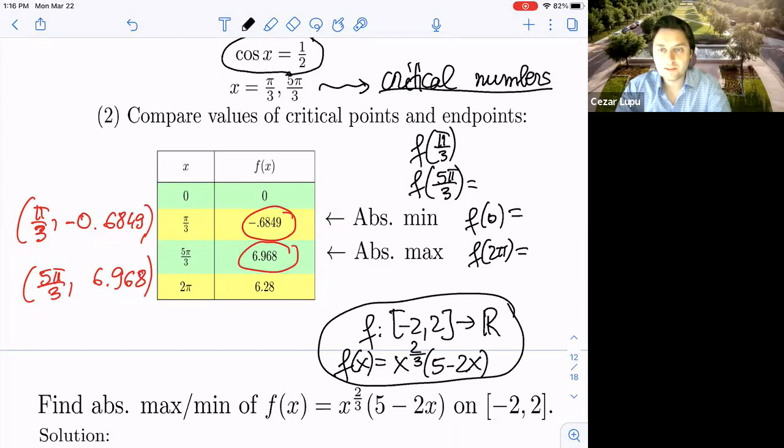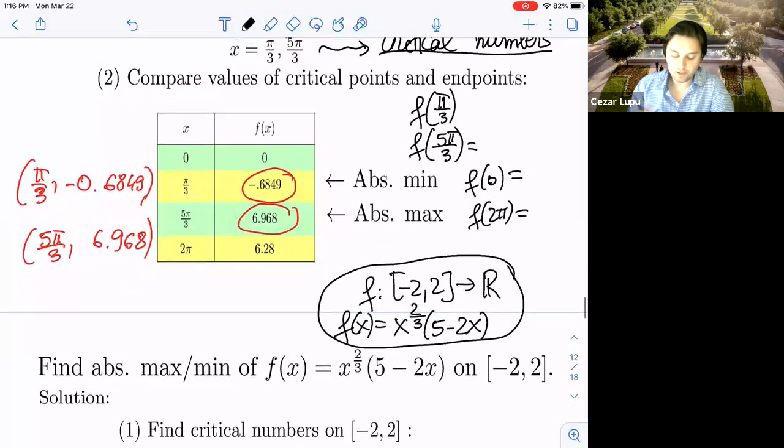Like Sabrina says, we need to find the derivative by the product rule. That's beautiful, right? So we need to find the critical points, and that's the first thing we do. We need to find the critical points on the closed interval -2 and 2. How would we do that?